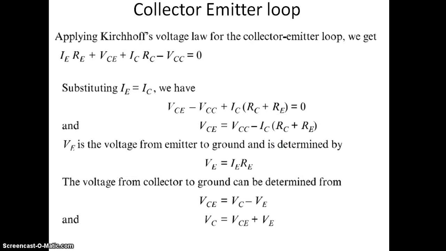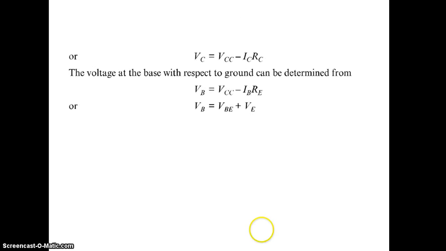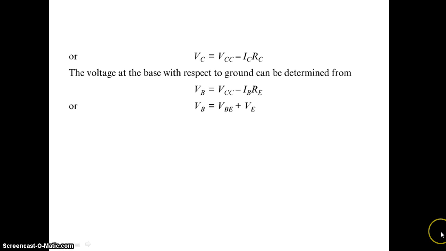Next one is the collector emitter loop. This is the circuit diagram for the collector emitter loop. It is the previous circuit only. We have written the expression on the output side: IERE plus VCE plus ICRC minus VCC equals 0. Deriving, we apply VC equals VCE plus VE. Here we are writing the output equations from the output side. VB equals VBE plus VE.